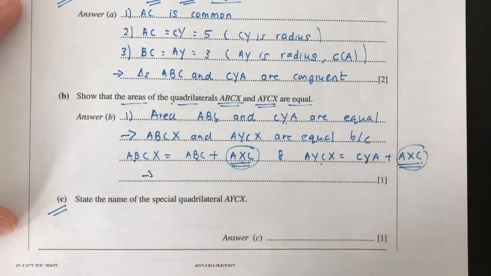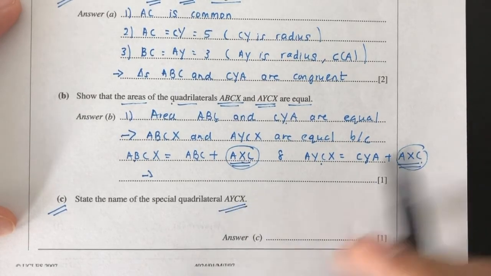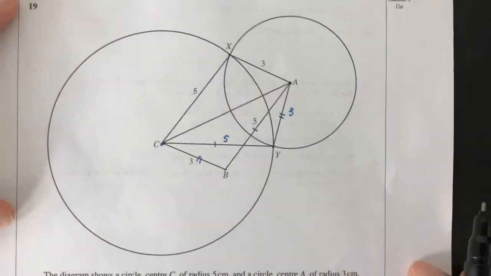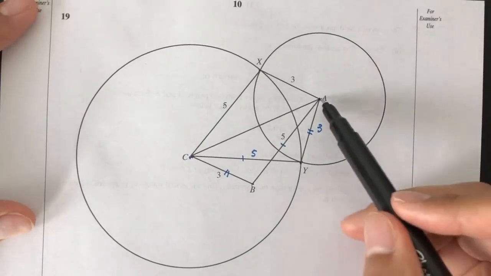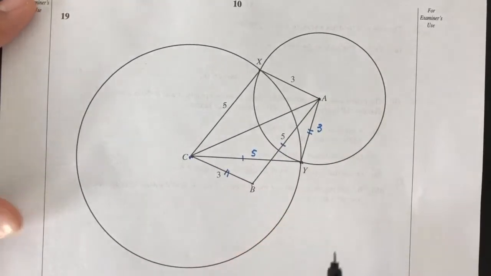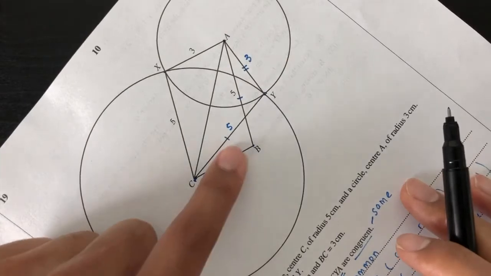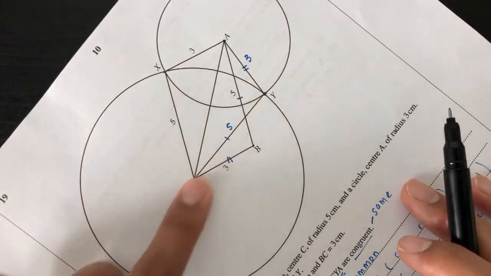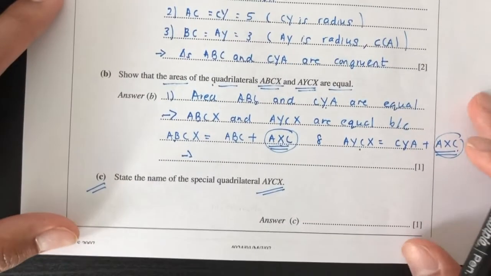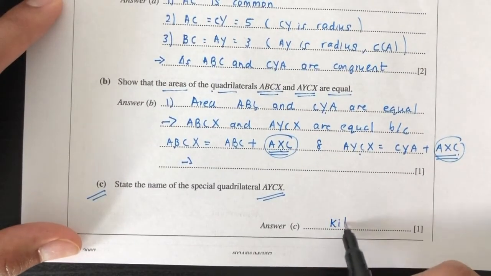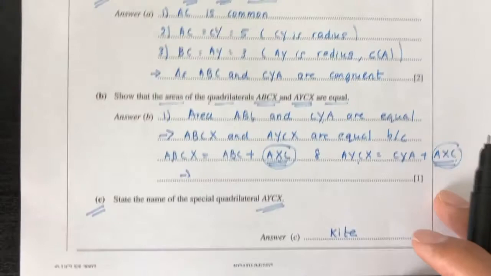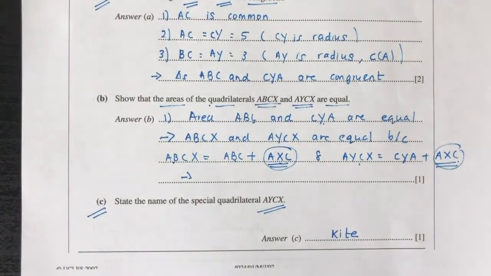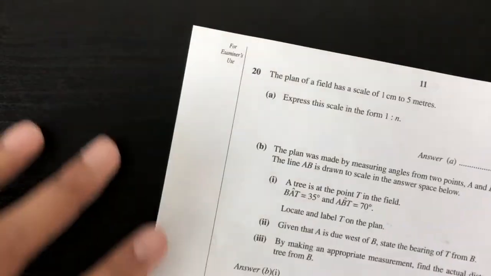Now for part C, state the name of the special quadrilateral AYCX. So let's have a look. Where is AYCX? As you can see, these two sides are the same and these two sides are the same. It is a kite. So this one will be a kite. That is part C. Okay, so let's move on to question number 20.